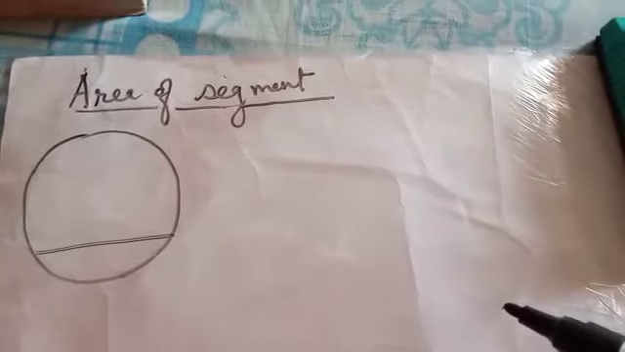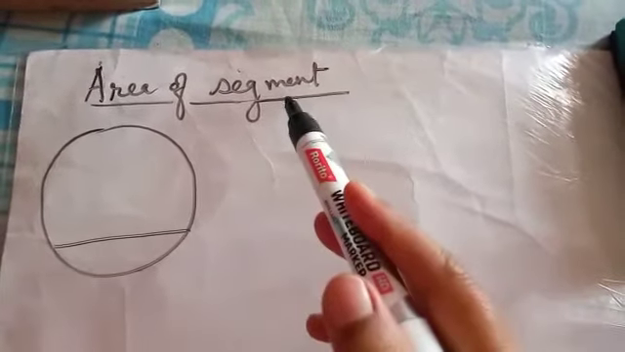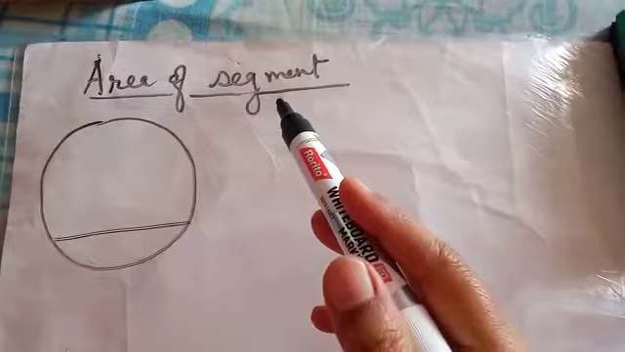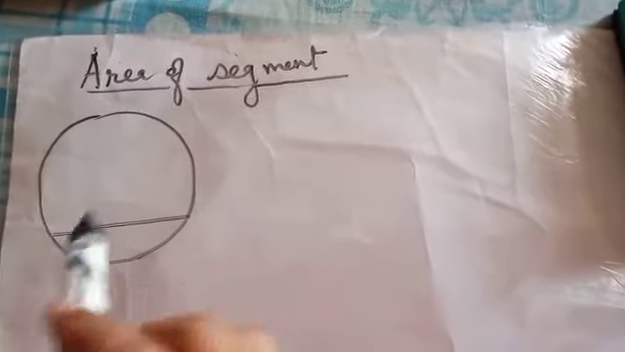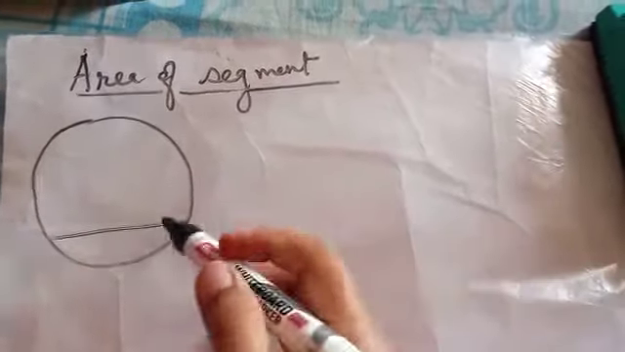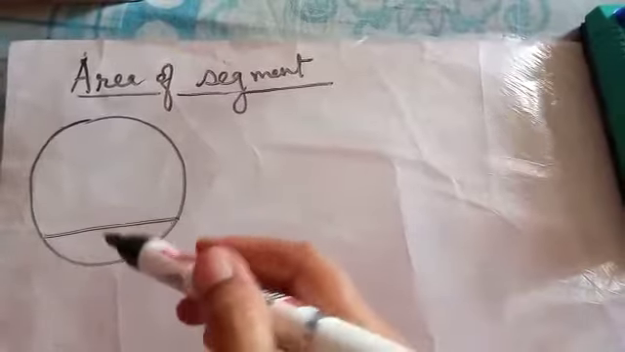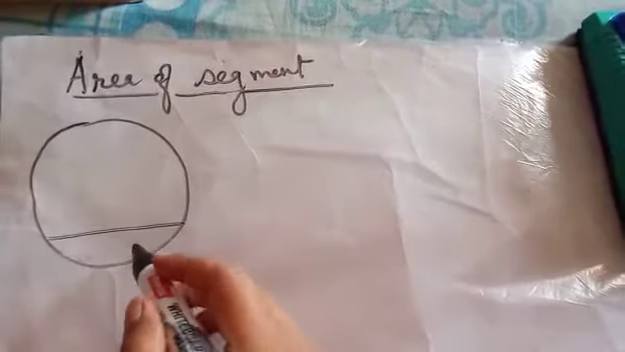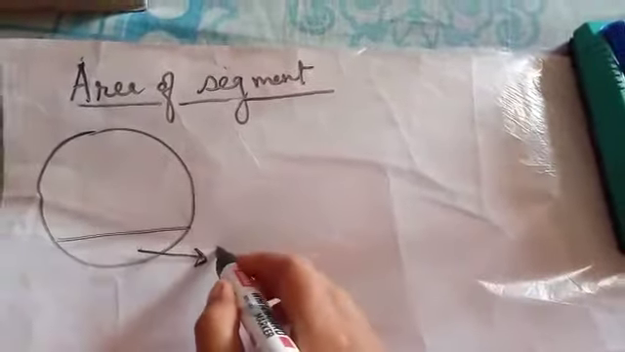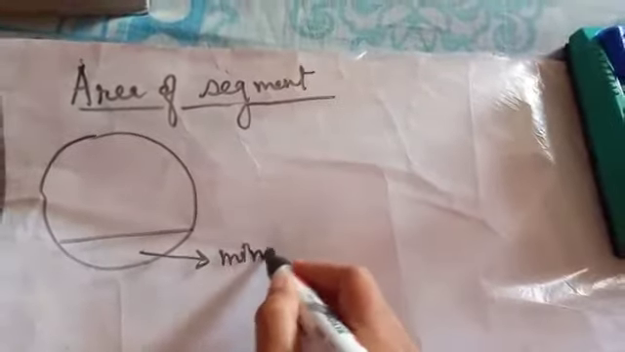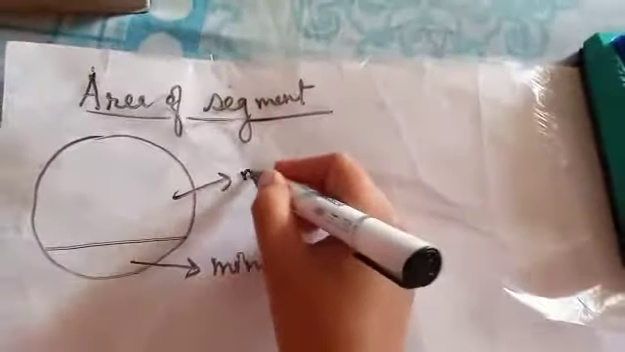In this video, we will understand the concept of area of segment. Now, what is a segment? When you draw a circle and make a chord inside it, then there are two portions of the circle which are created. The one which is smaller is called minor segment and the other one is called major segment.